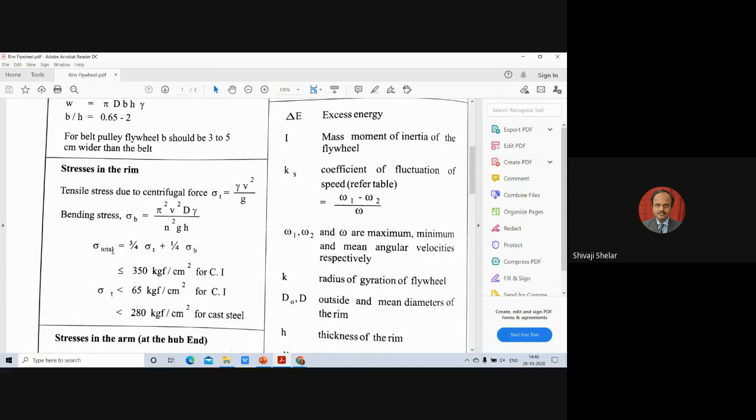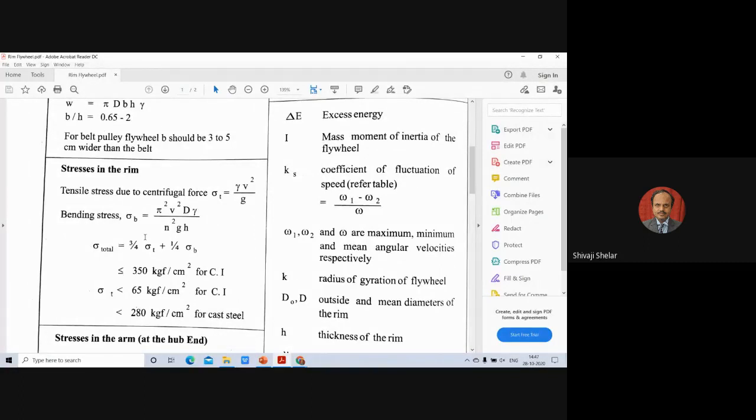And this calculated value has to be less than the particular limit value given here: 350 kgf per centimeter square, which means 35 Newton per millimeter square. And suppose sigma total may be less than that, but if sigma t is greater than 65 kgf, then also it fails, because cast iron material is poor in tensile. So again you have to take sigma t less than 65 kgf per centimeter square, which means 6.5 Newton per millimeter square. So this is the formula to be used for calculation of resultant stress acting on the ring.